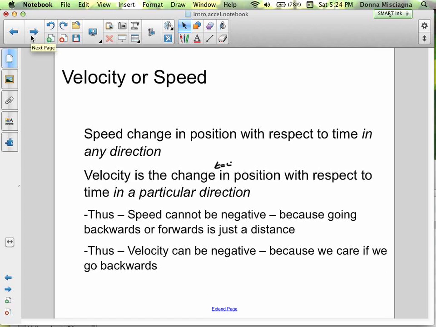And that is velocity or speed. So speed is change in position with respect to time in any direction. Where velocity is directional, it's change in position with respect to time in a particular direction. Speed is change in position with respect to time in any direction. Right? It is not directional. Therefore, speed cannot be negative because going backwards or forwards is just a distance. Velocity can be negative because we care if we go backwards. We care if we're going forwards or backwards. With speed, we don't.